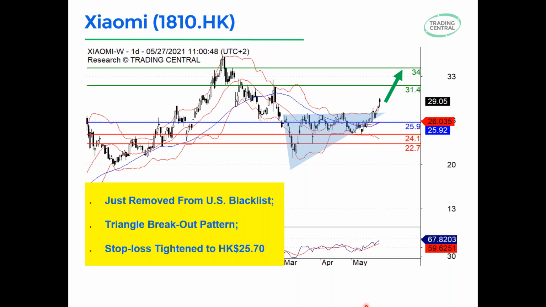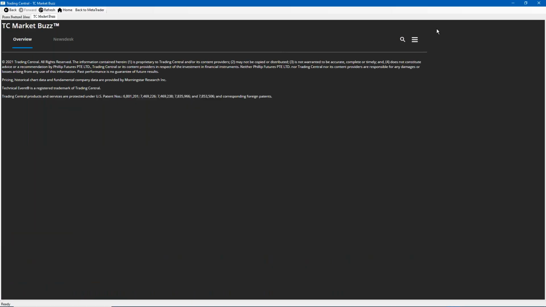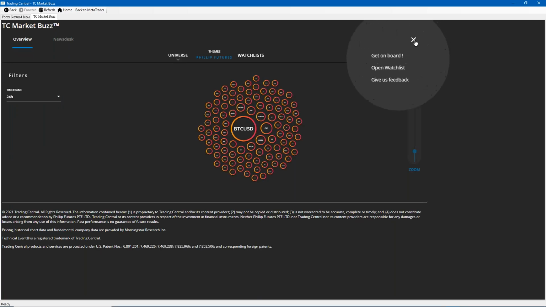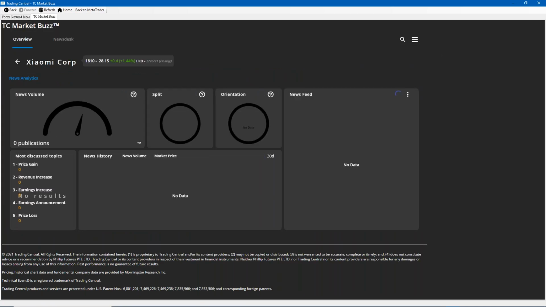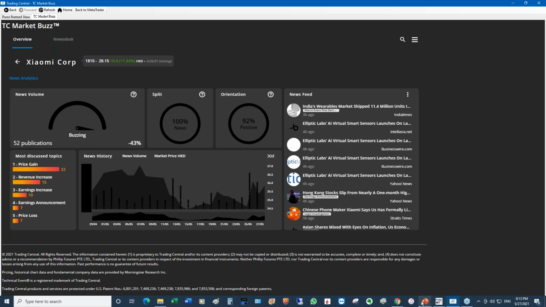Also, I have to show you, back on my watch list, I also have Xiaomi. And just see how the sentiment is doing. 92% positive. Okay, 92% positive on Xiaomi market sentiment. So not bad, not bad.